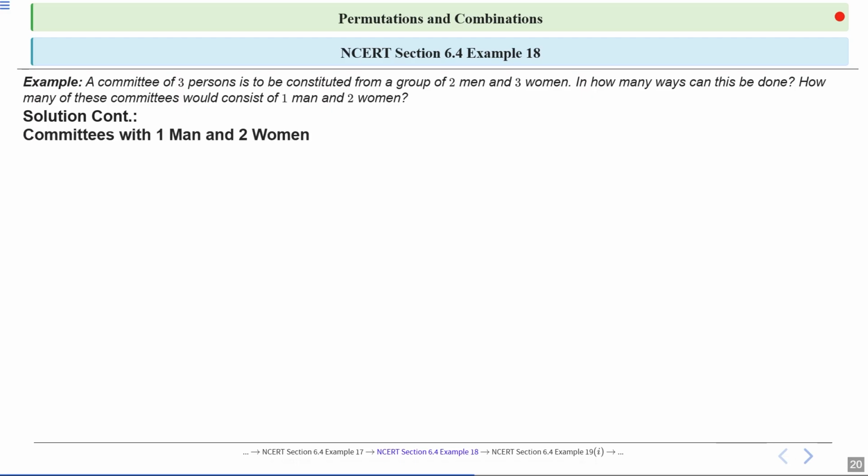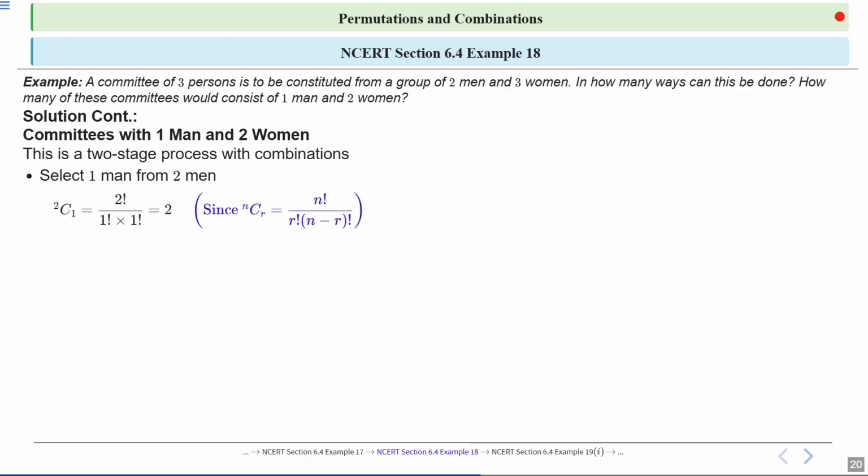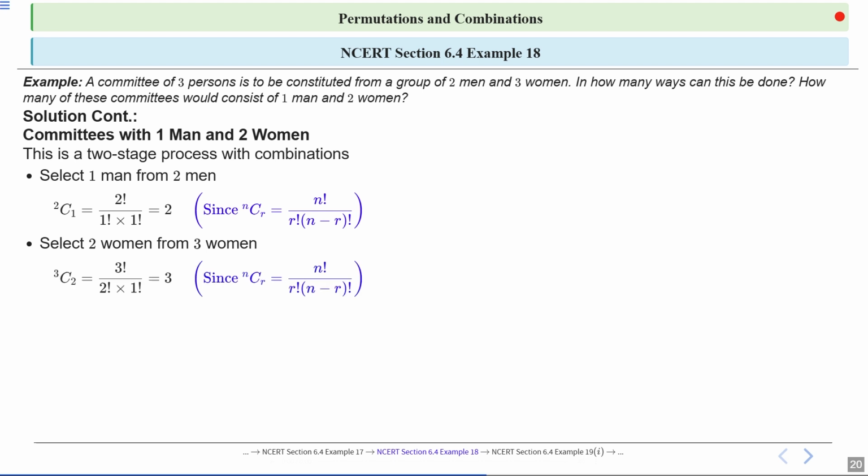Now, committees with 1 man and 2 women. So this is a 2-stage process with combinations. Select 1 man from 2 men. That is 2C1, equal to 2 factorial upon 1 factorial into 1 factorial, which is equal to 2. And select 2 women from 3 women. This can be done in 3C2 ways, that is 3 factorial upon 2 factorial into 1 factorial, which is equal to 3.